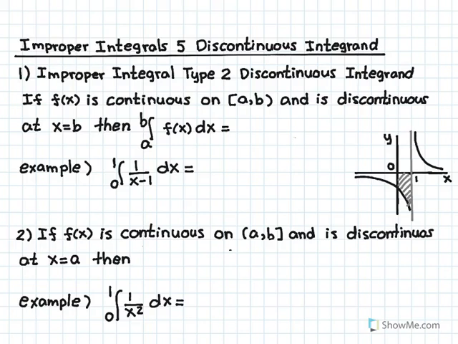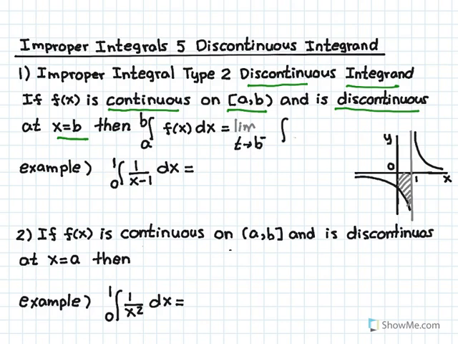In this video, we're going to talk about another type of improper integral. We're going to talk about a type 2 discontinuous integrand integral. So if f of x is continuous on the interval [a, b] and is discontinuous at x equals b, then the integral from a to b of f of x dx is equal to the limit as t approaches b from the negative side of the integral from a to t of f of x dx.